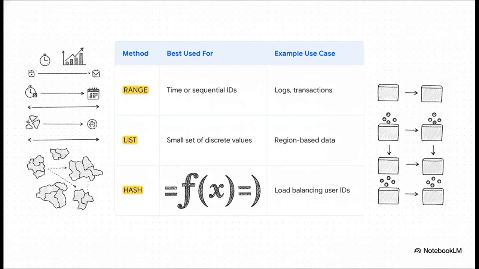First up is range. This one's perfect for anything based on time or a sequence, like creating a new partition for every month of sales data. Super common. Then there's list. This works when you have a fixed set of values, like partitioning your customers by country or by state. And finally, you have hash. You use this when you just want to spread the data out as evenly as possible. It uses a function to scatter user IDs across different partitions to make sure no single one gets overloaded.